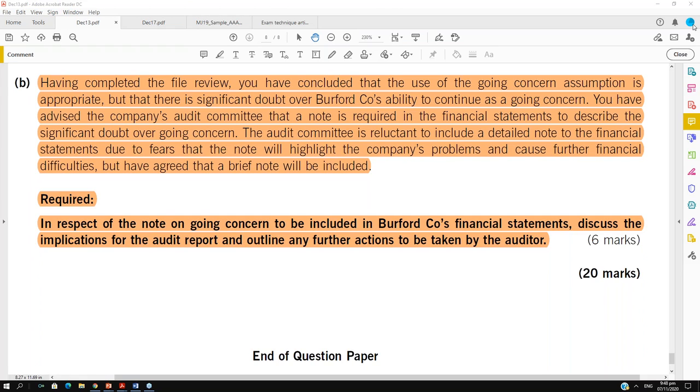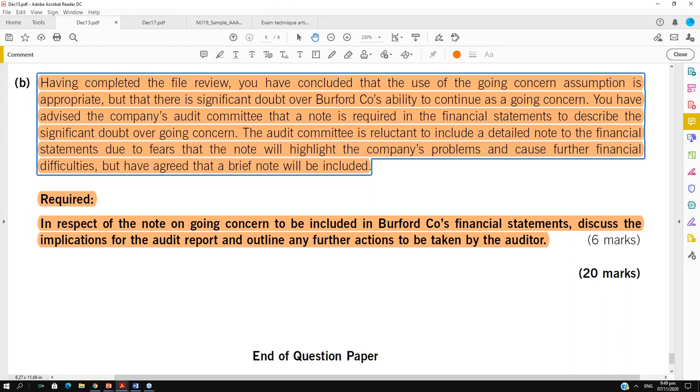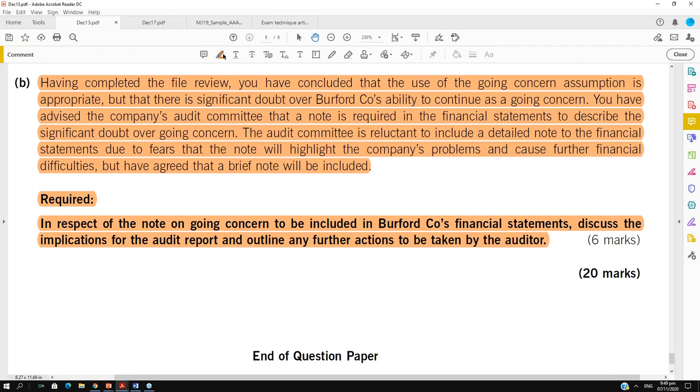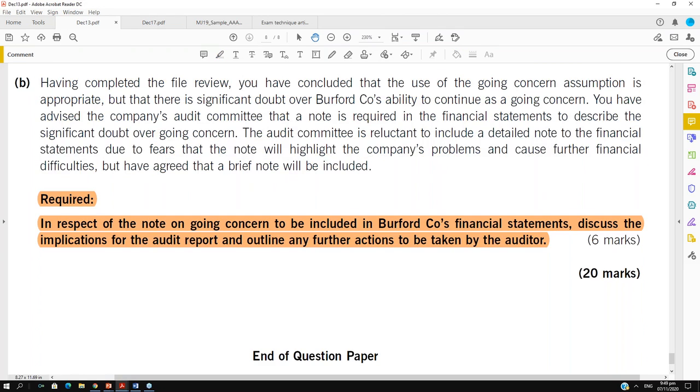Have all of you read the paragraph in orange in front of your screen? Have you been able to identify the note to be included in the Burford Company's financial statement? Okay, that's great. Now try to gain knowledge and also gain the answer. After this question, we'll take a break, and post break, we have two more questions to discuss. Let's see what the examiner is asking for here. Let me remove this highlighting from here, and let's start reading.